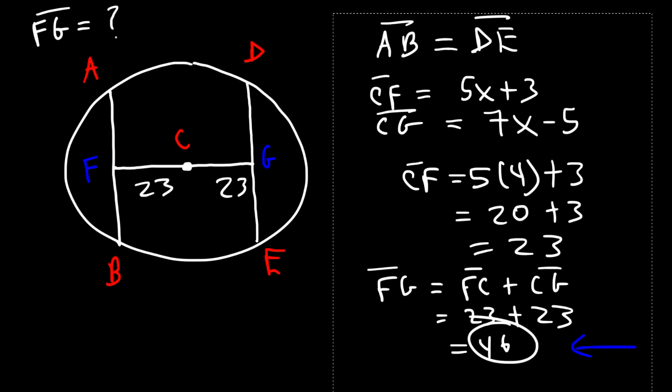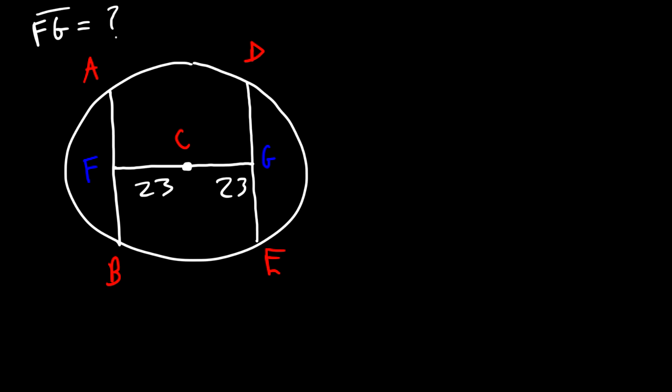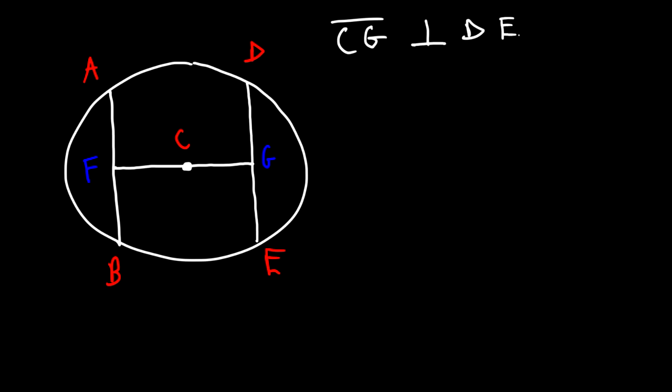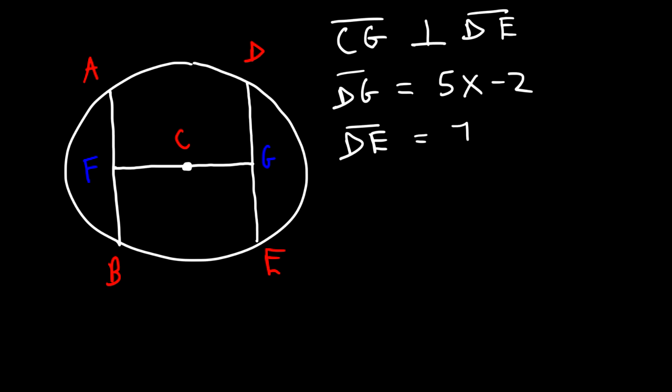Now I'm going to give you another problem that's related to this circle. Now let me get rid of this too. So let's say that CG is perpendicular to DE. And you're given that DG is equal to 5x minus 2. And also, DE is equal to 7x plus 14. So with this information, determine the length of segment DE. How long is it? So feel free to pause the video if you want to try this problem.